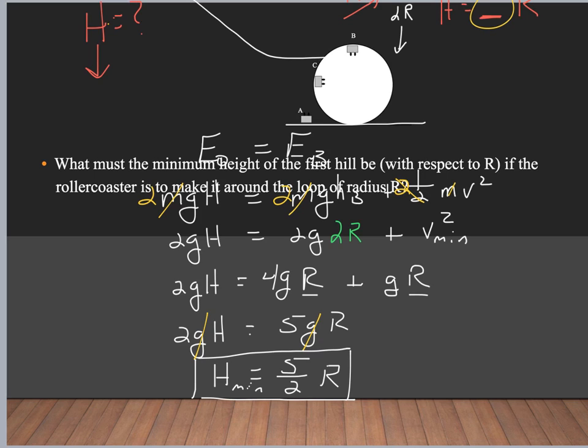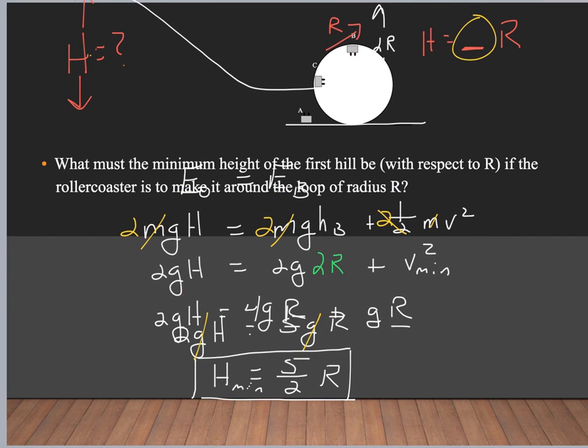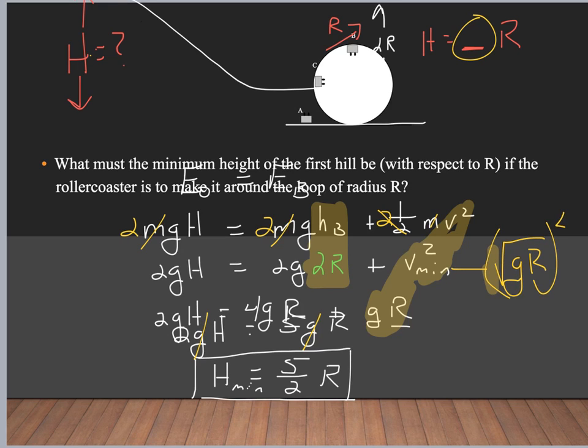All right? So make sure you understand the substitutions that were made, which are that the height of the loop is twice the radius, and that the speed at point B is that minimum speed, which is the square root of gr, squared.